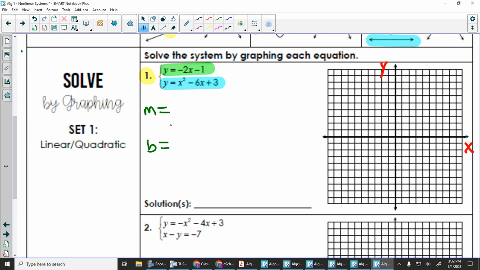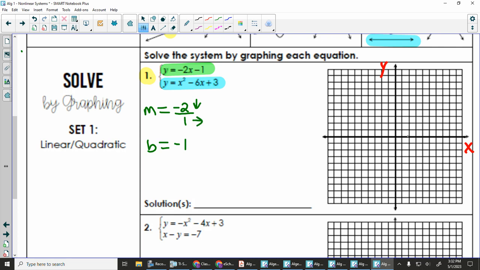So remember, for linear functions, our slope is always the number that's in front of x. So here we have a slope of negative 2 because there's a negative 2 in front of my x. So my slope would be negative 2, or negative 2 over 1, whichever way you want to write it. And my y-intercept is the constant that follows, so my constant here is a negative 1, making my y-intercept a negative 1. Okay, so we're going to start our graph at negative 1 on the y-axis, and then our slope of negative 2 tells us that we're going to move down 2, right 1.